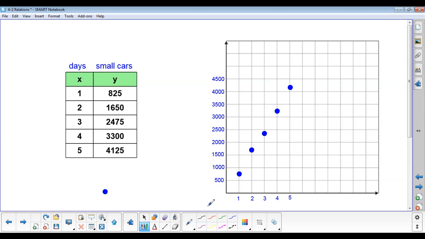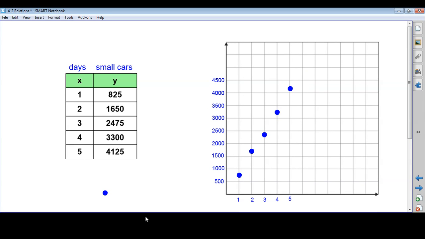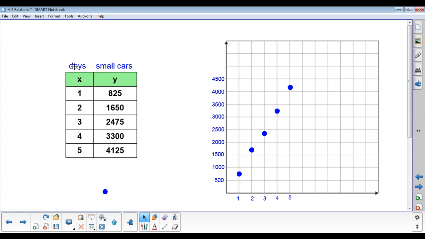Those look pretty much in a line. And now we just need to make sure that we've got them labeled correctly. Our days is our X and our Y is small cars. So there's our graph. Again, yours is on a separate sheet of paper. Your numbers that you chose might be a little bit different, but it should look something vaguely like this.